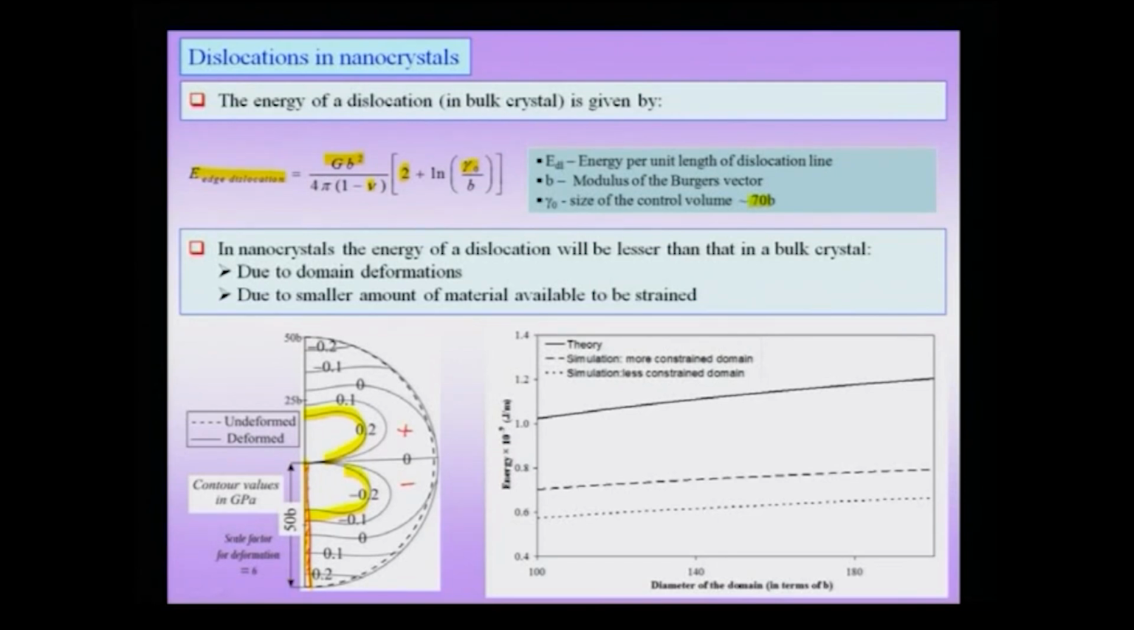But the mere presence of the dislocation, as you can see, is actually distorting the crystal. This deformation you are seeing, this dotted line is the undeformed crystal, and the deformed crystal is the solid line. You can see the crystal is getting deformed, the entire shape of the crystal is getting altered by the mere presence of this edge dislocation.